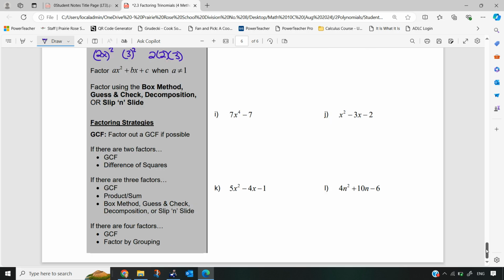Whenever we encounter a trinomial where the a value is not 1, we're going to use one of those four methods we've talked about: the box method, guess and check, decomp, slip and slide. There are other methods out there. These are just the four that I've chosen to introduce you to.